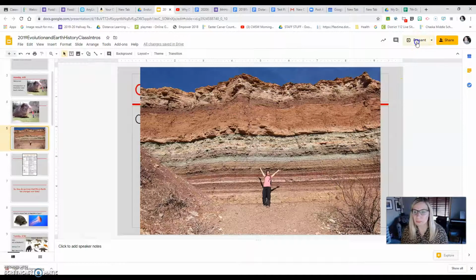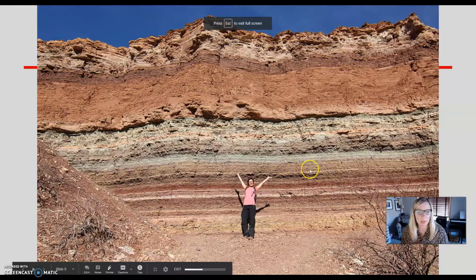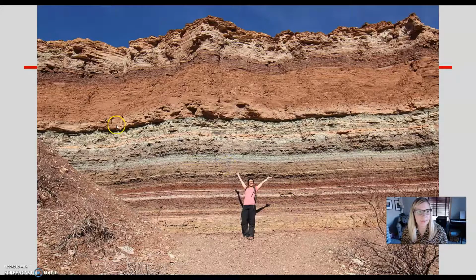is this picture. Can you see that? Have you seen that before? Raise your hand if you've seen a rock face like that before. That's what I thought. This is called sedimentary rock.